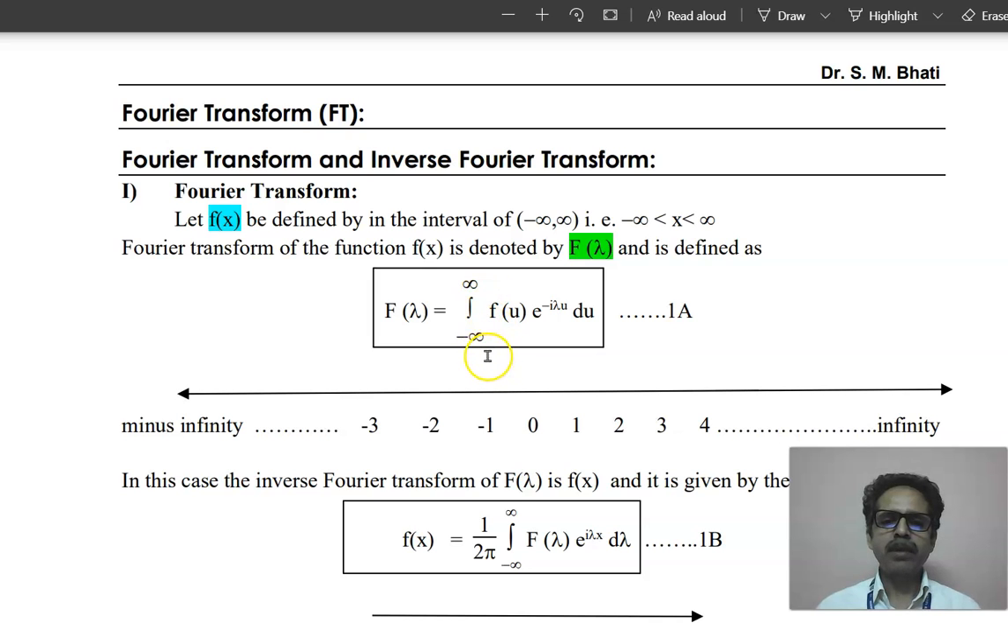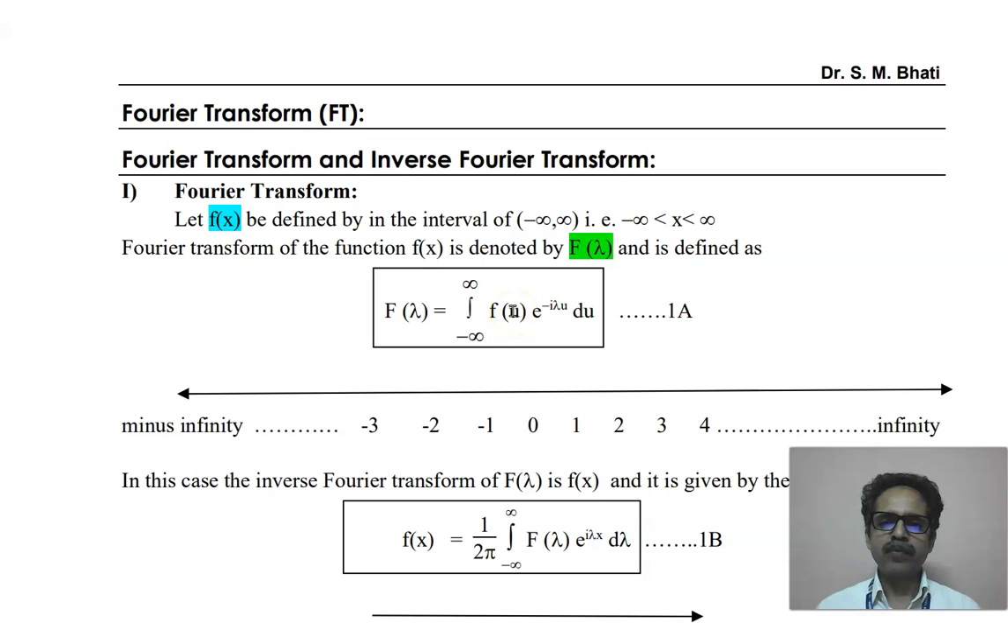Integration is from minus infinity to plus infinity f of u e raised to minus i lambda u du. Here f of x is the given function. From f of x one can find f of u by replacing x by u. i is an imaginary unit which has a value square root of minus 1. Here u is a variable of integration whose limits are from minus infinity to plus infinity.